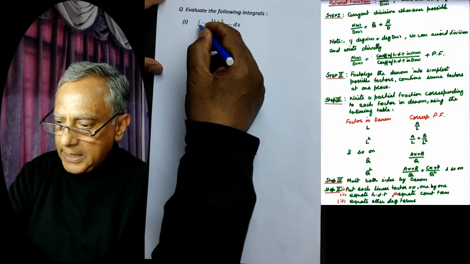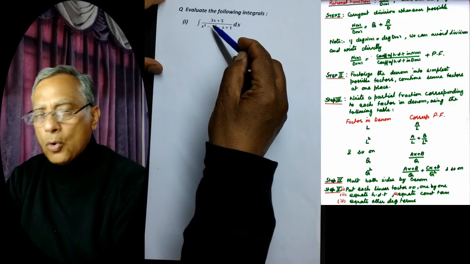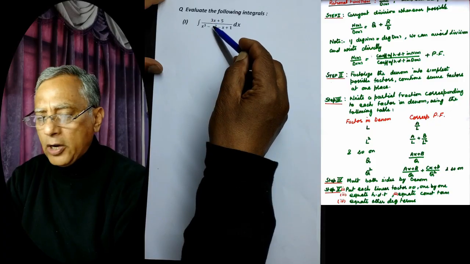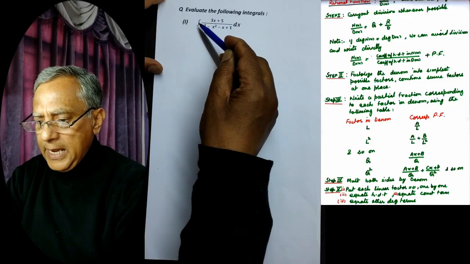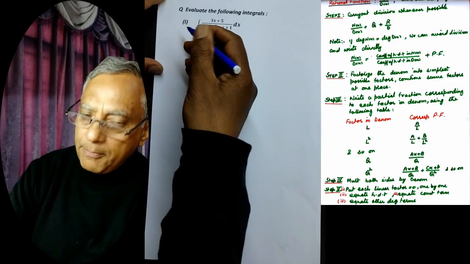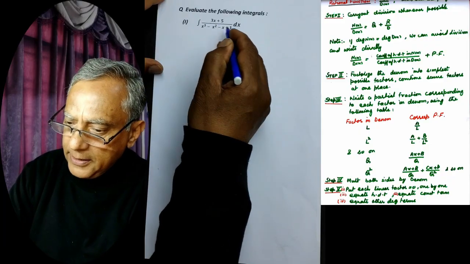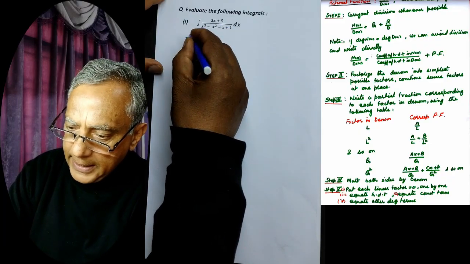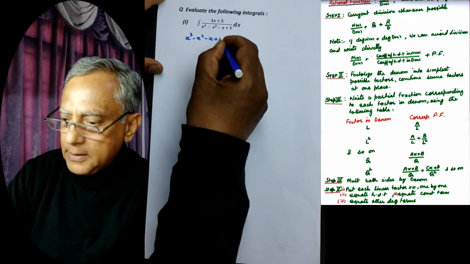Now this is a rational function. So is division possible? No. So first step is not required. Second step is factorize the denominator into simplest possible factors and combine the same factors at one place. So we will factorize this denominator. This is x cube minus x square minus x plus 1.